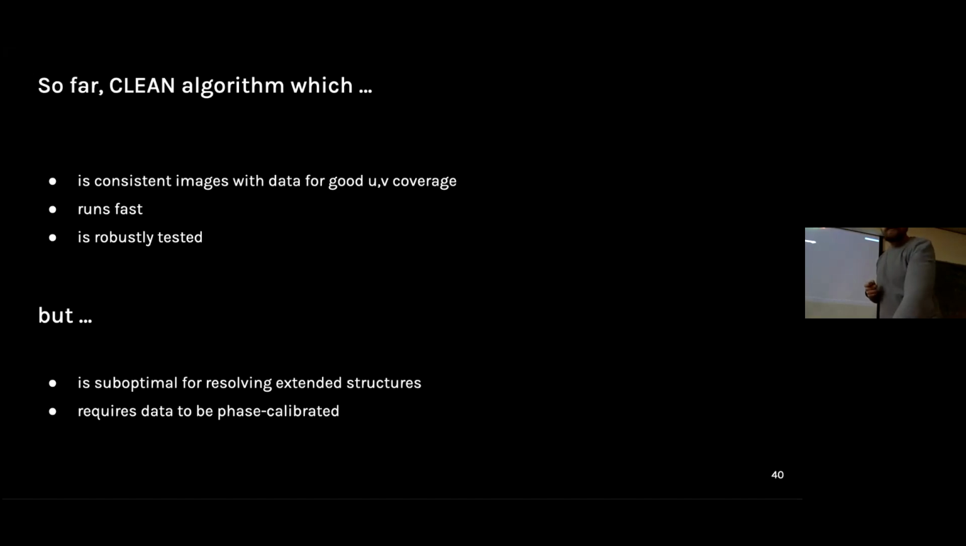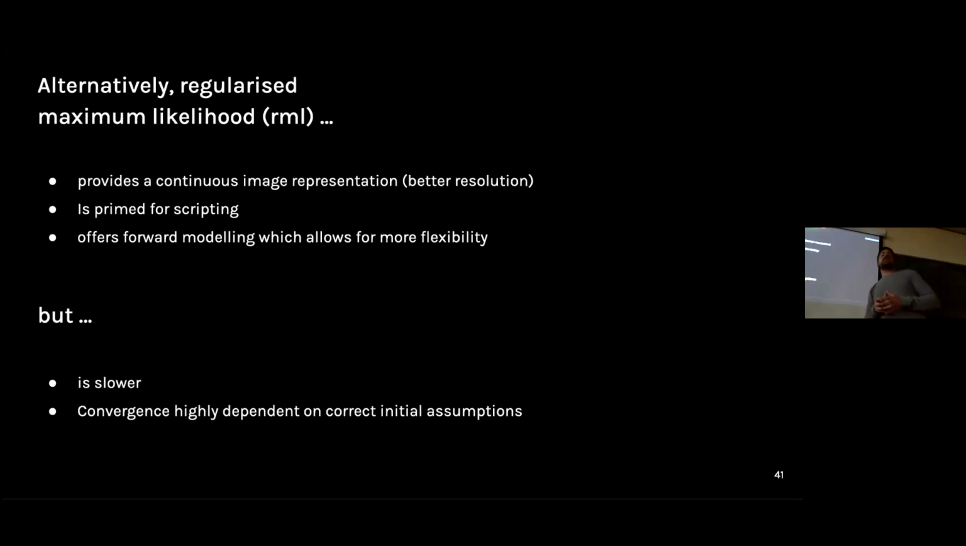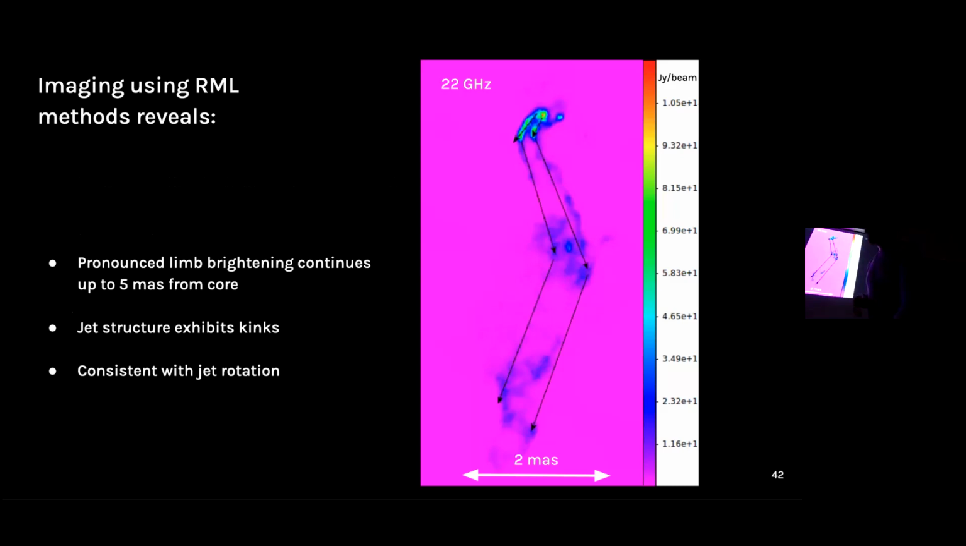So what I'm trying now is to use regularized maximum likelihood methods, or RML, which provides a continuous image representation, so you get better resolution. It's primed for scripting, so you can automate things. It also offers forward modeling, which allows for more flexibility. It has drawbacks, of course. It's slower, and its convergence highly depends on the correct initial assumptions. So this is still preliminary. It's what I'm working on now.